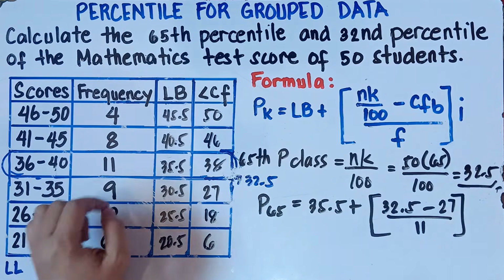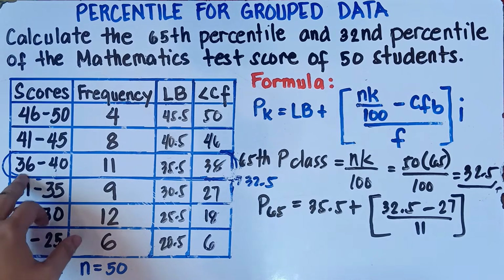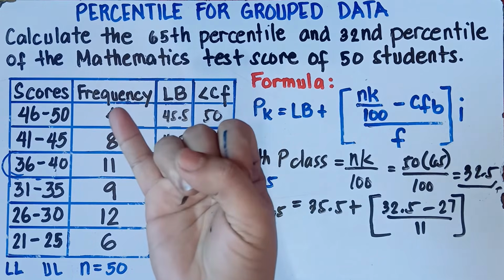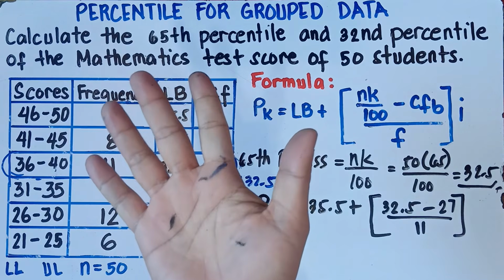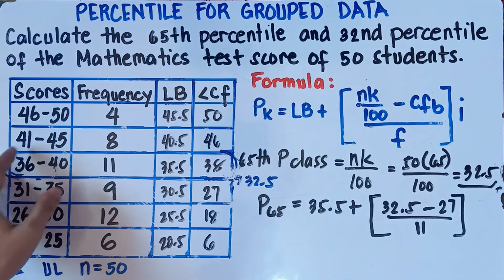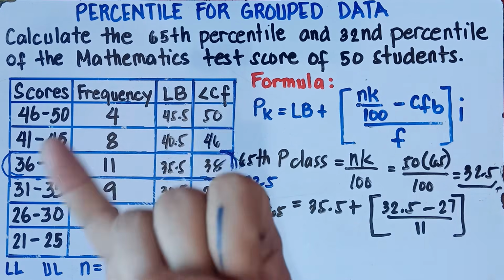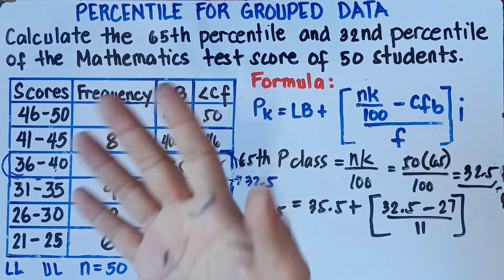times the interval. Now, how to get the interval? The interval, class, you simply count the numbers from 36 to 40 with regards to the score. 36, 37, 38, 39, 40. The interval is 5. Once again, let's try this one. 41 to 45. What is the interval? 41, 42, 43, 44, 45. The interval is 5.